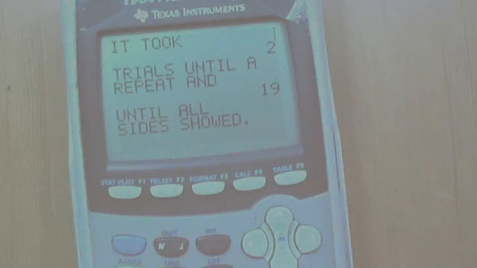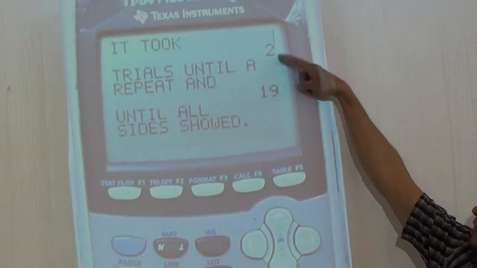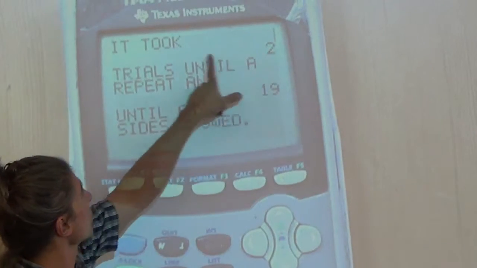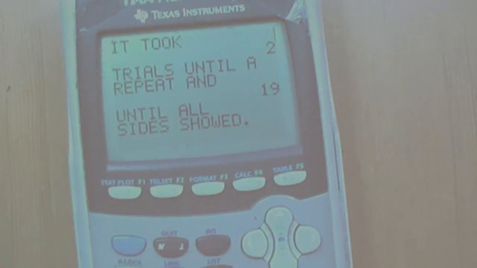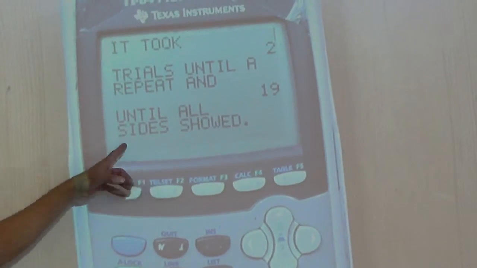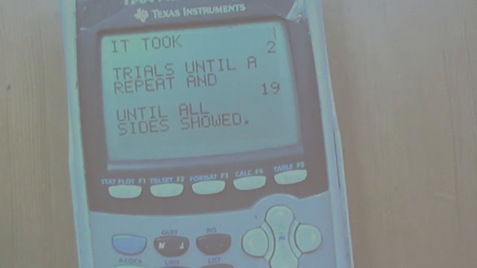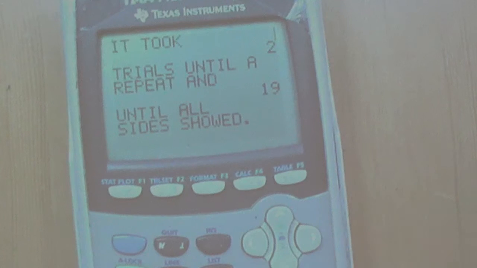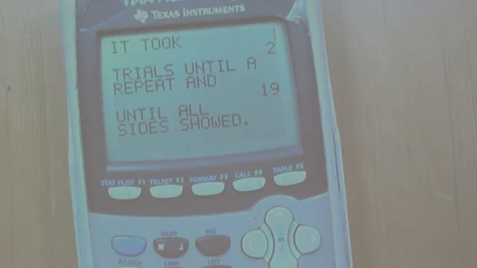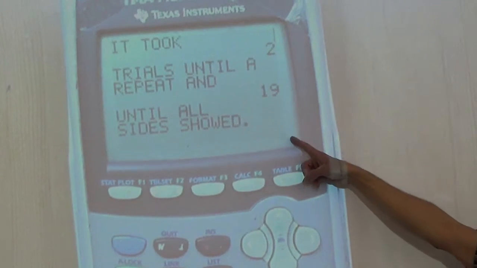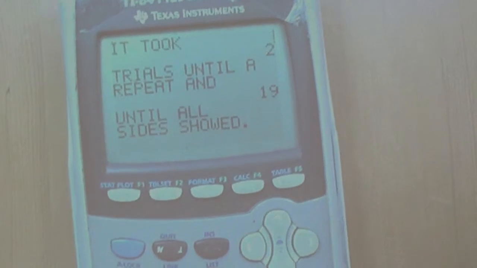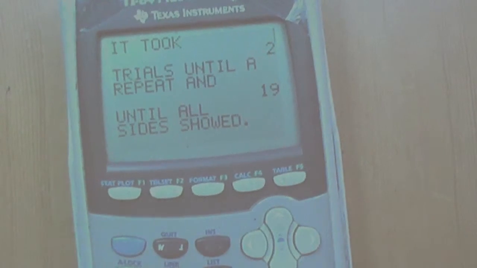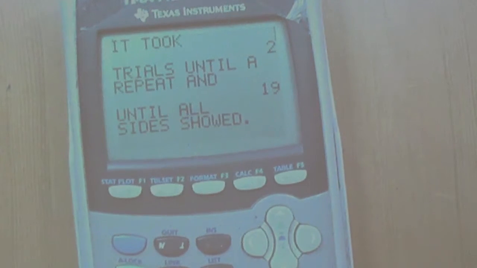Now, if you're always getting numbers here, it's totally fine. That's normal. That means that it took 2 until I got a repeat, which means I went 2, 2, or 1, 1, or something like that. And 19 until I got to see all the sides once. That's okay. And it could be 4 and 27. I mean, hell, it could be something like 5 and 82. Theoretically speaking, it could take 82 trials to get a repeat. It could take infinitely many trials. It just probably won't.